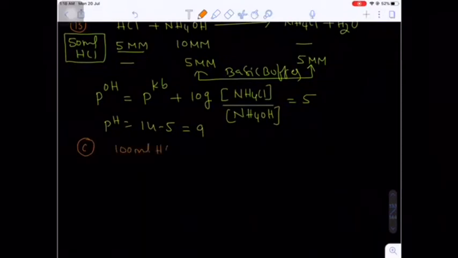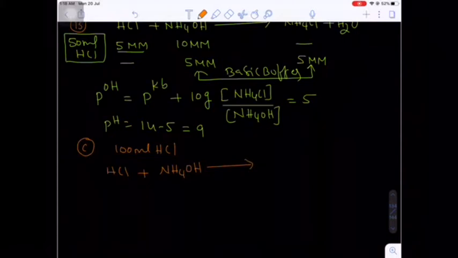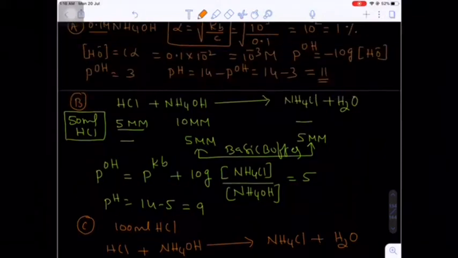Okay. Now next one, how many ml of hydrochloric acid? 100 ml of hydrochloric acid. When 100 ml of hydrochloric acid is added, now I am writing the reaction between hydrochloric acid and ammonium hydroxide, that is HCl plus NH4OH. Okay, we know when an acid combines with a base it forms salt and water. What is the formula of the salt here? NH4Cl.